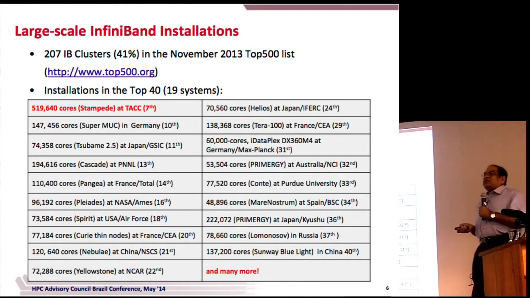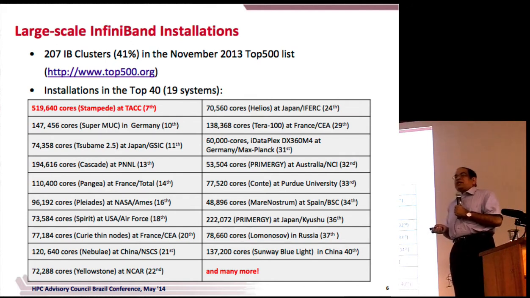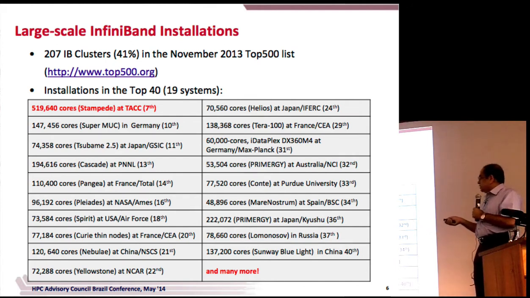So if you take a look at what is happening on InfiniBand and the clusters, here you will see that these are from the November 2000 Top500 list. Next month again we will have a new list at the ISC in Germany. So now we have around 207 IB clusters, almost 41% of the Top500 clusters use InfiniBand. And if you see even the top 40, almost half of them use InfiniBand.